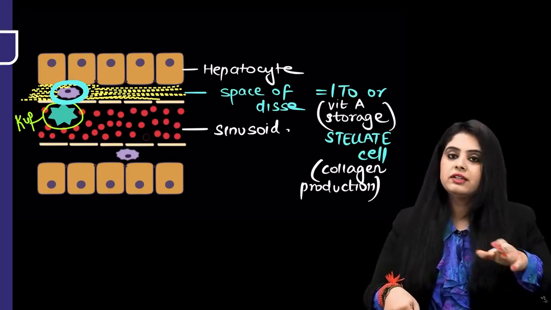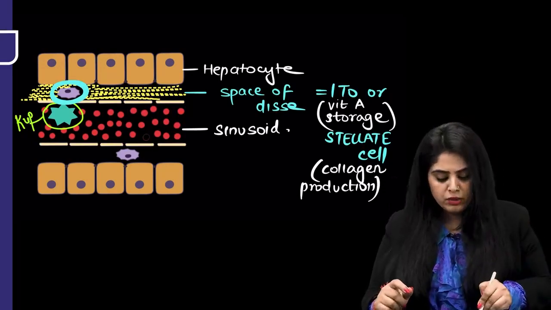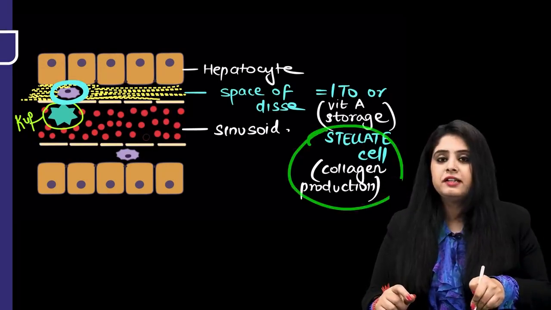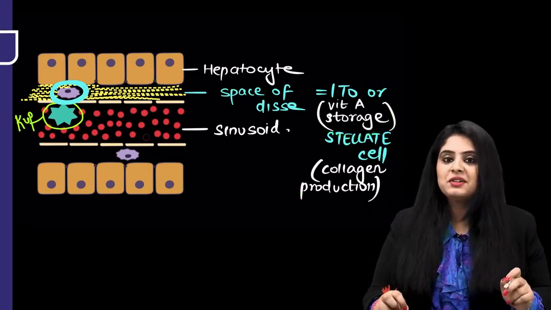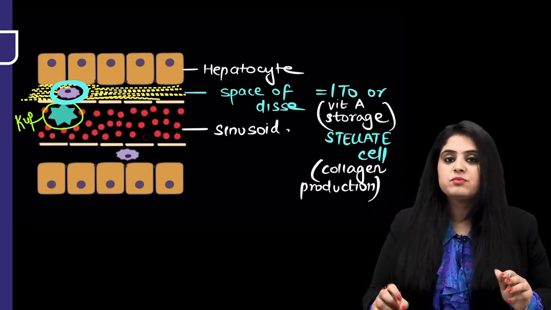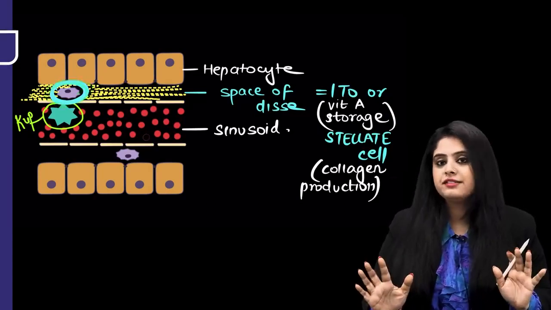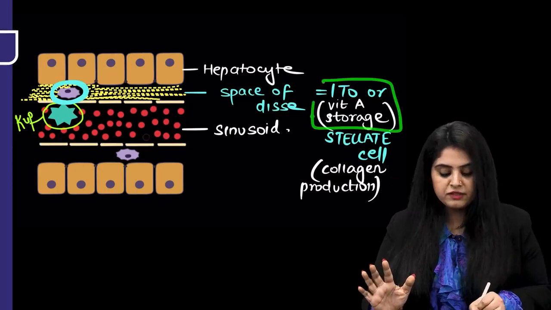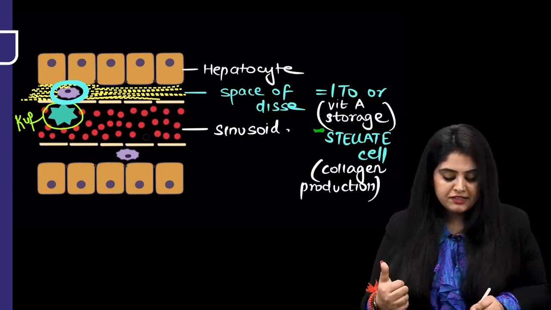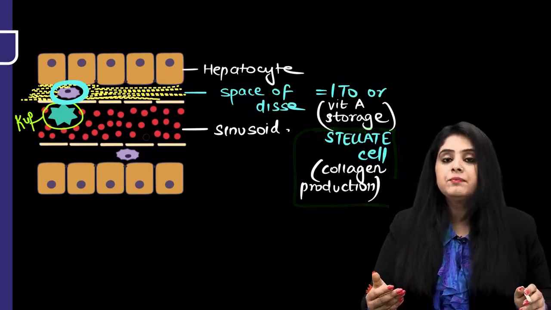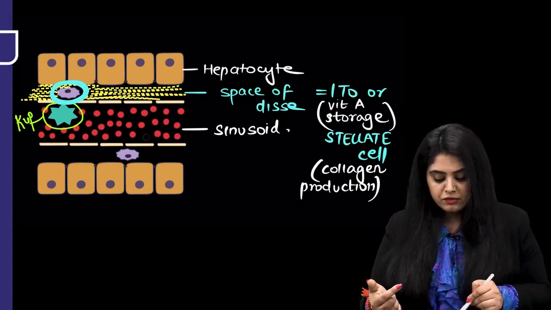So basically you are the same person, but one day before the exam you are super duper active, doing a lot of work, that is the stellate cell, and 1 year before the exam you are just sitting and eating, that is the Ito cell, that is vitamin A storage. But you are the same person, the cell is the same, but in different circumstances behaving differently. Ito cell is eating vitamin A, keeping all the vitamin A inside it, and stellate cell is producing all the activity, that is the collagen. Okay, so this is present in the space of Disse.